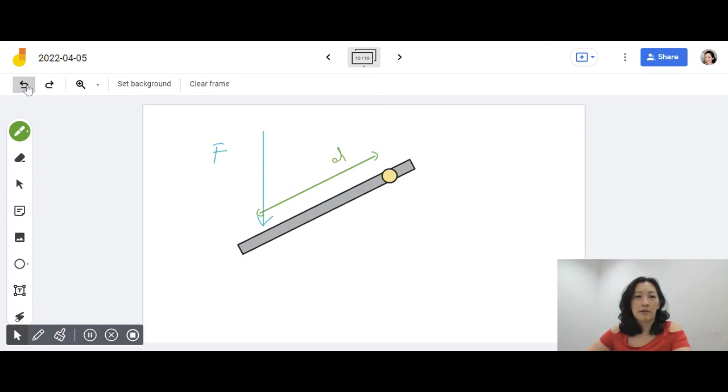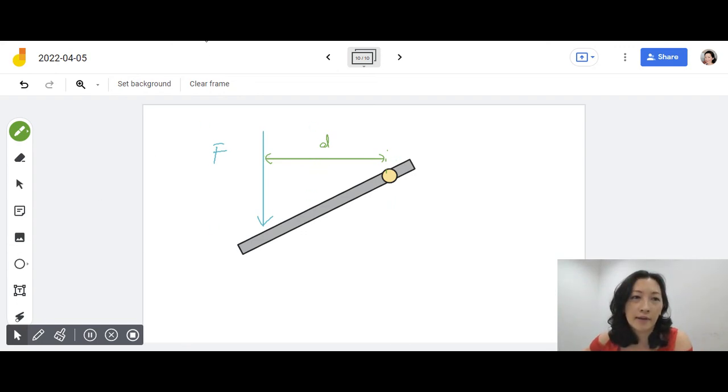So when you want to determine the distance, the distance is perpendicular like this. Even though the plank is like this, you apply a force this way, you measure the distance perpendicular from the force to the pivot. Just to let you know. Okay?